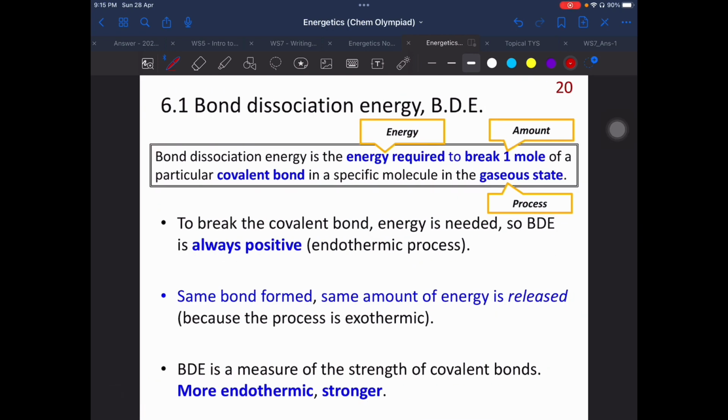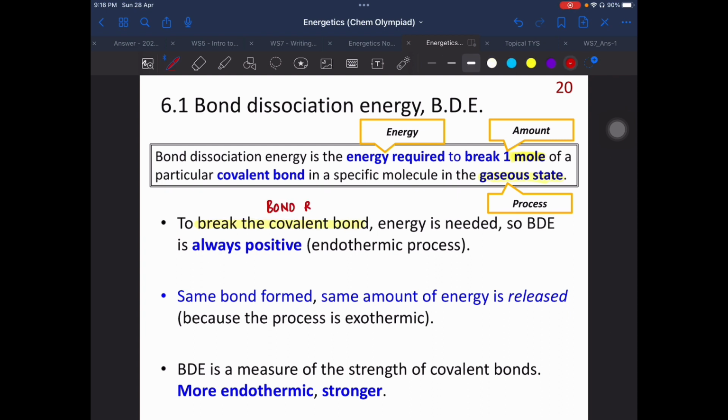So bond energy, similar to what you have learned currently in O-level, refers to the energy required to break a specific covalent bond in a particular molecule. Just that when you look at this A-level definition, the additional information that we want to look at here is about molarity and also about the state. So they're actually looking at the molecule in the gaseous state and how we then break that covalent bond itself.